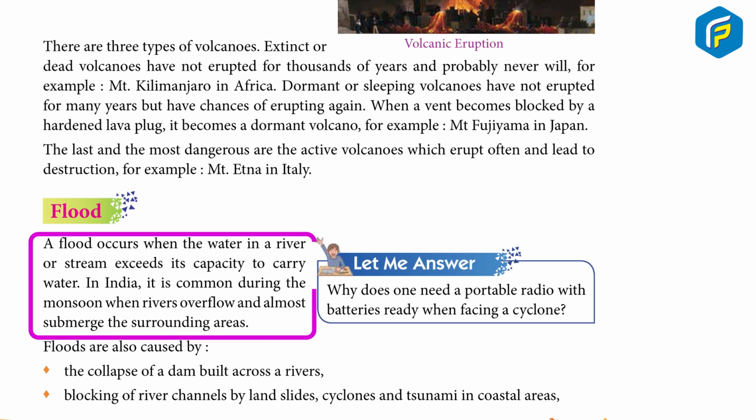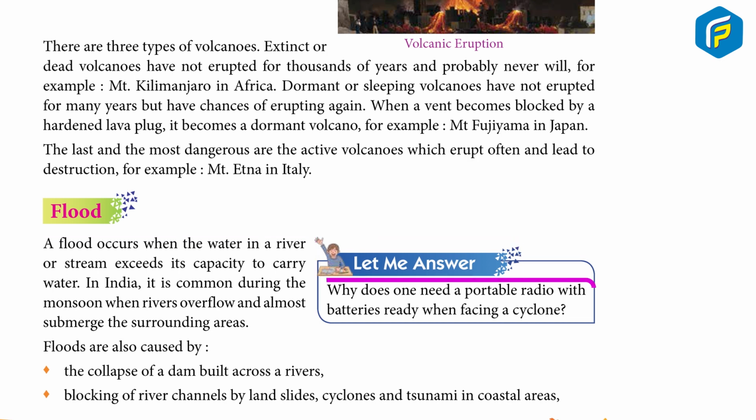Flood. A flood occurs when the water in a river or stream exceeds its capacity to carry water. In India, it is common during the monsoon when rivers overflow and almost submerge the surrounding areas. Let me answer. Why does one need a portable radio with batteries ready when facing a cyclone?